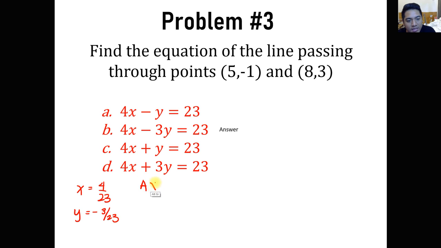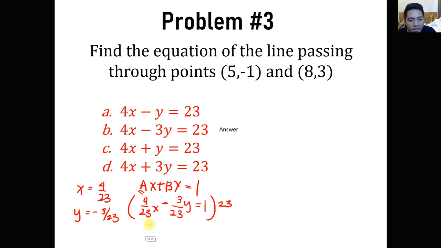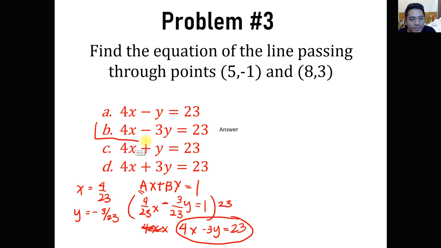So your ax plus by equals 1. A and B are the coefficients we have got. So we have 4 all over 23 x minus 3 all over 23 y equals 1. Multiplying both sides by 23, you now have 4x minus 3y equals 23. Of which, if we look in the choices, we have letter B.